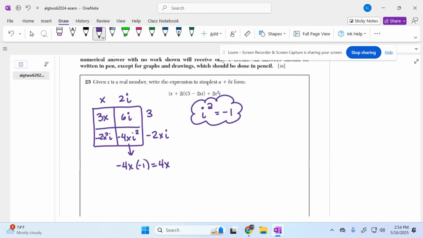When I rewrite this product, I'm going to get 3x, I'm going to get -2x squared i, I'm going to get +6i, and I'm going to get +4x. And then we can't forget about this +2xi, which is going to come down, +2x squared i.